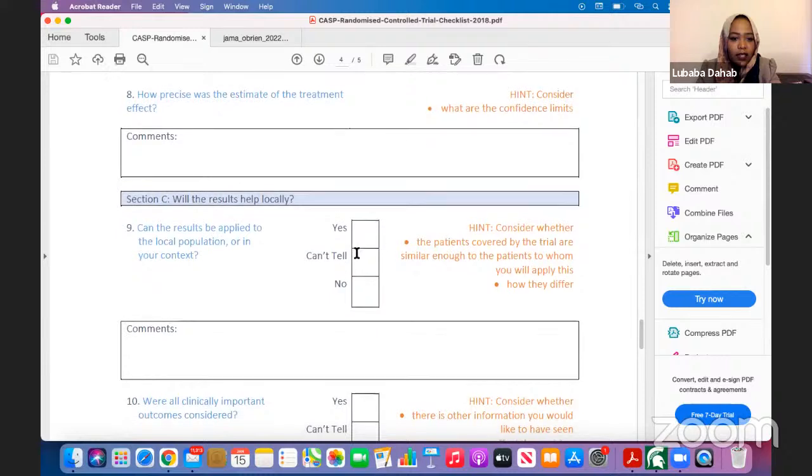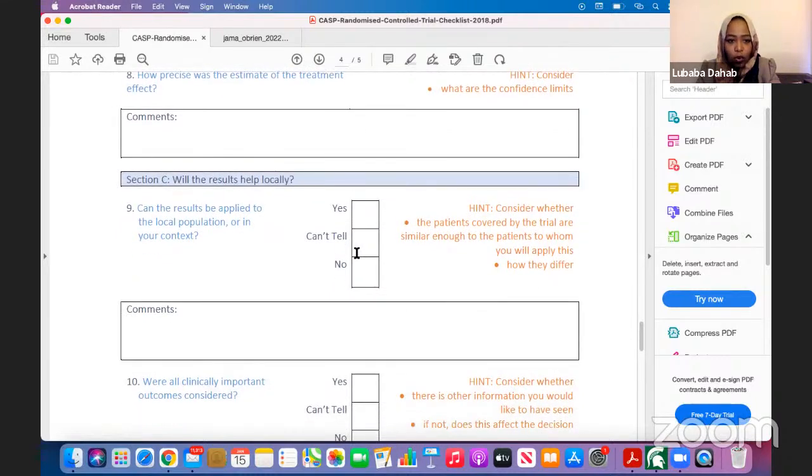Number 9 is, can the results be applied to the local population or in your context? This is based on clinical judgment and the generalizability of the study. This is the third part we look at when doing critical appraisal, whether it's relevant to the current practice and whether it's applicable or not. You can go back to the study and look at the limitations mentioned by the authors. In this case, it looks like it's a multi-center study.